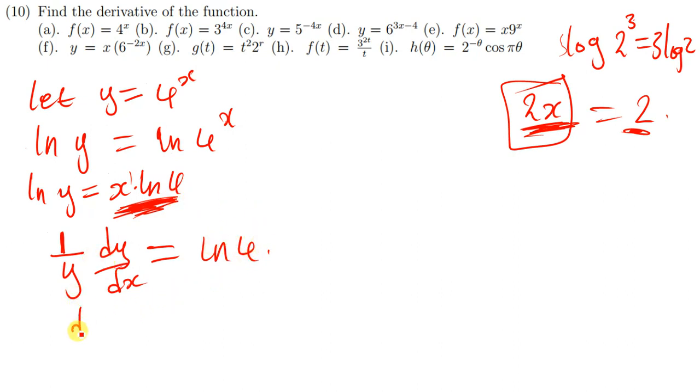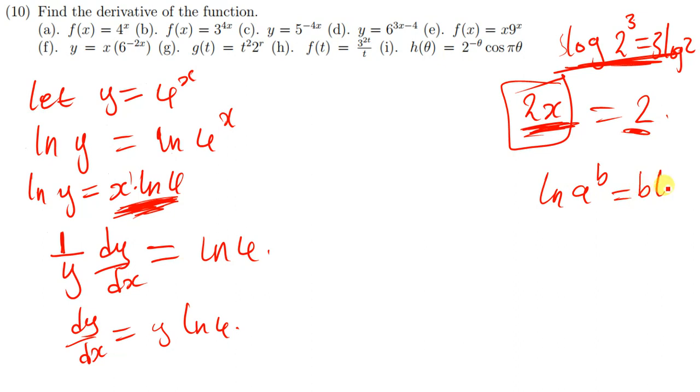So dy dx is simply just going to be equal to, when you cross multiply here, y ln 4. So if you want, you can erase this on top. Like I said, for this situation, if you have ln a to the power b, this can be written as b ln a, which is also the same case. If you have this expression, this can also be written in this format. So if you want, you can write the value of y here. The value of y is simply just 4 to the power x.